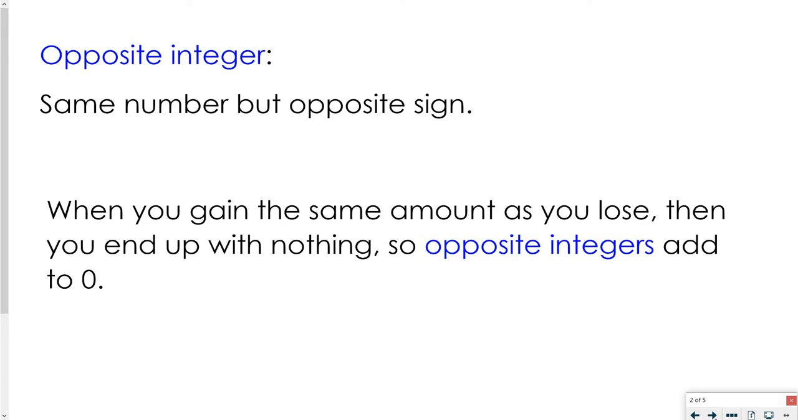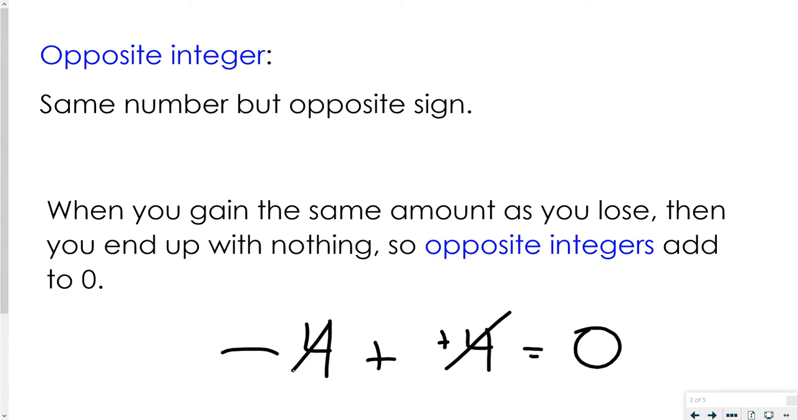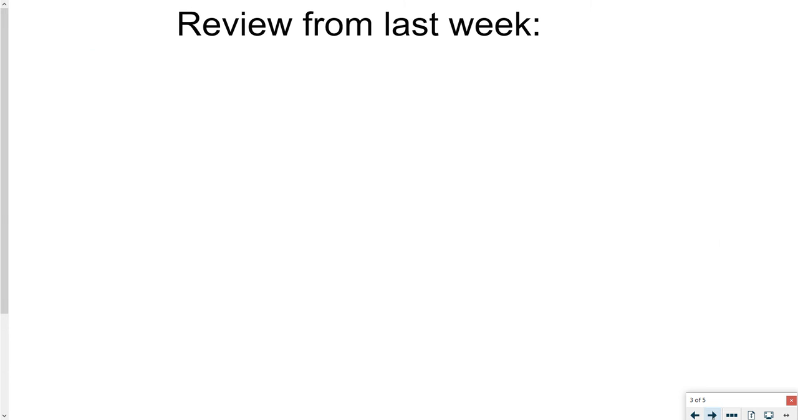So that's all we're saying right here. When we have negative 4 plus positive 4, they cancel each other out. They add to 0. That's what we mean when we say cancel each other out: it adds to 0.